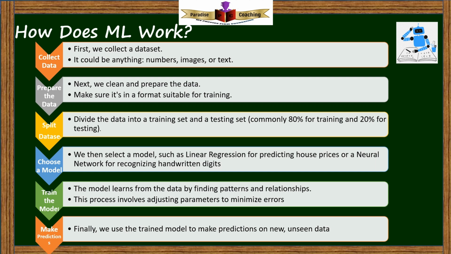4. Choose a model. We then select a model, such as linear regression for predicting house prices or a neural network for recognizing handwritten digits. 5. Train the model. The model learns from the data by finding patterns and relationships. This process involves adjusting parameters to minimize errors. 6. Make predictions. Finally, we use the trained model to make predictions on new, unseen data.